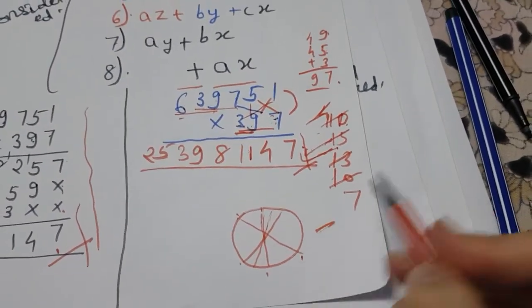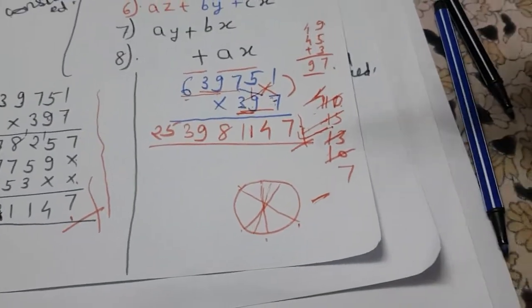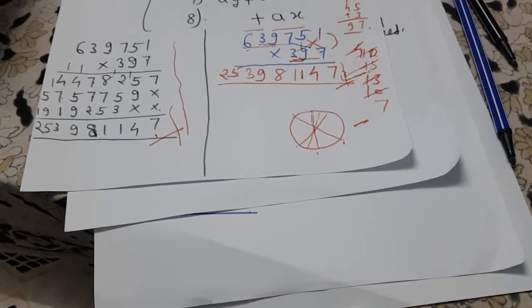But the thing is that from our CAT point of view, if you are able to solve 3-digit numbers and 2-digit numbers, that's more than sufficient. You will not be asked to solve 4-digit numbers and all.